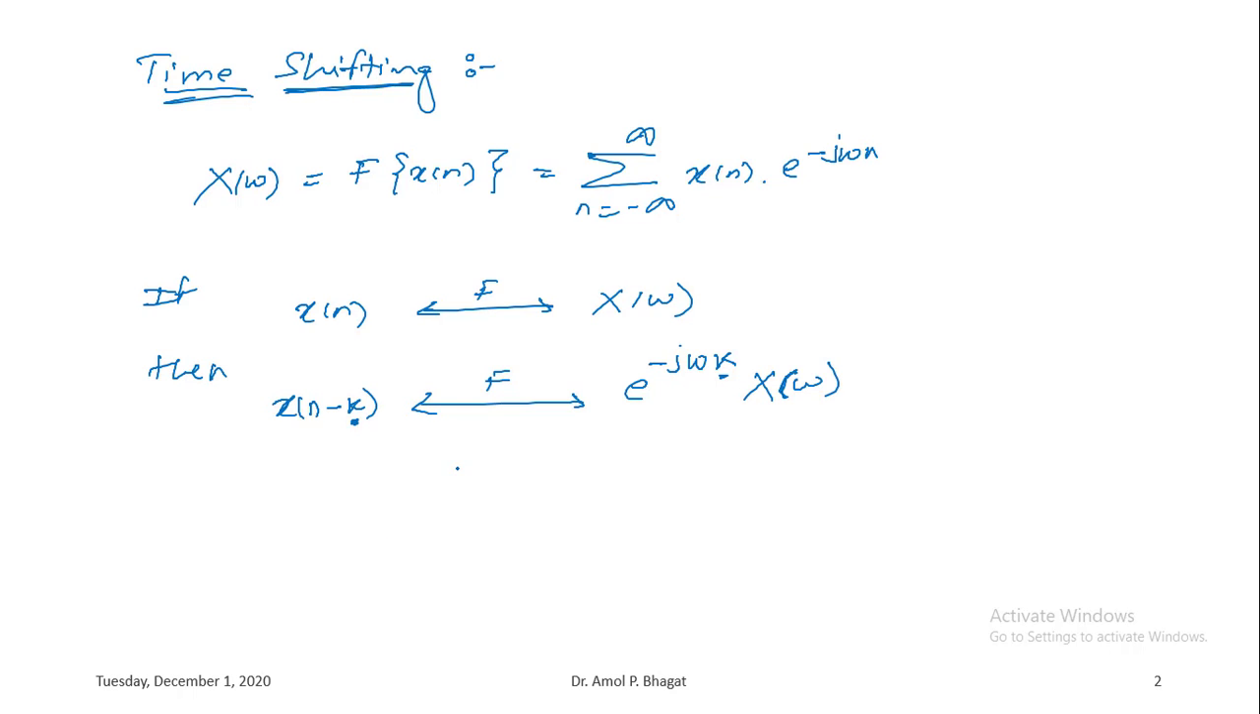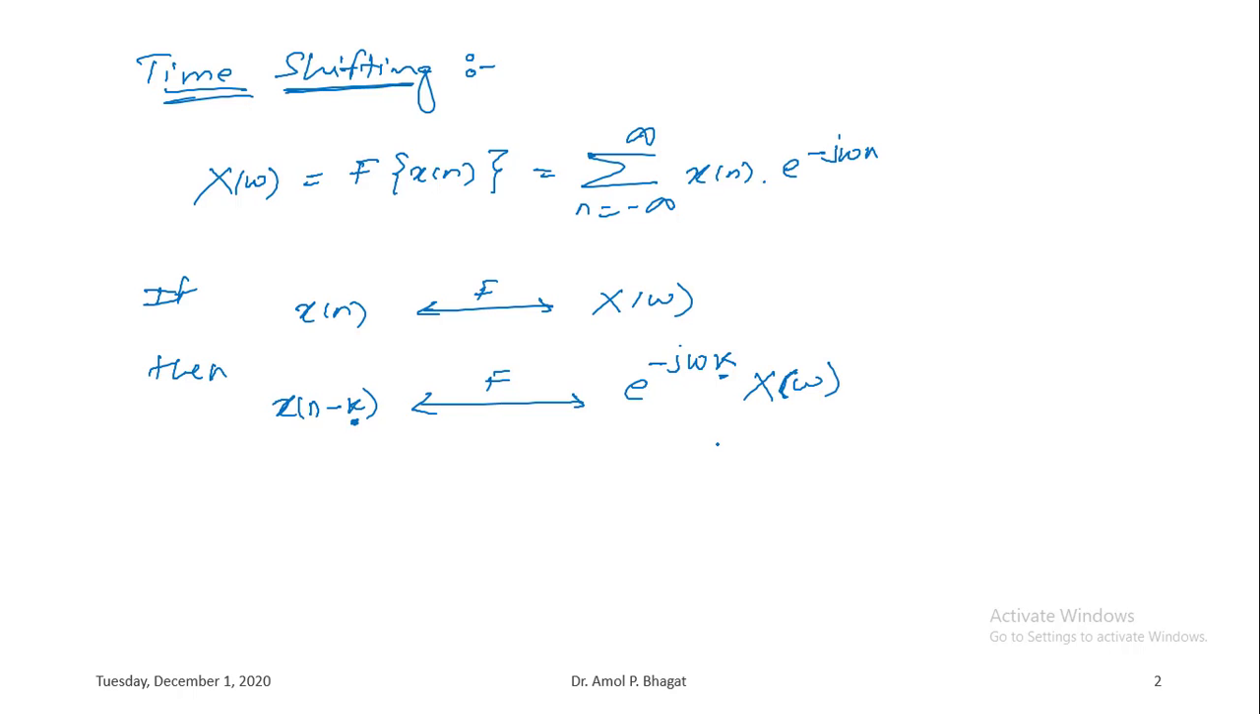So shifting by k samples in time domain is equivalent to multiplying the spectrum, that is X of omega, by e to the power minus j omega k in the frequency domain. Okay, so this is frequency domain, this one is time domain. So shifting by k samples means simply multiplying the spectrum by e to the power minus j omega k in the frequency domain. Okay, so that is what time shifting property is, right?